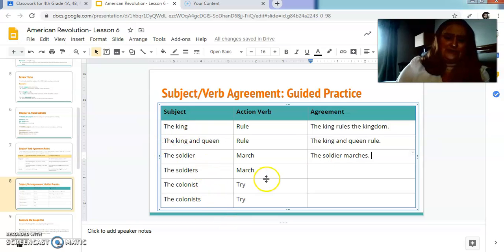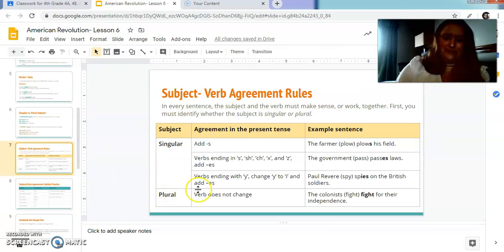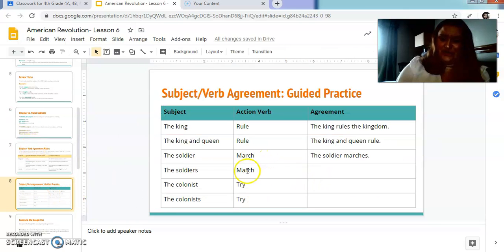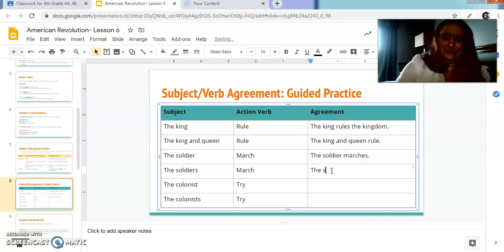The soldiers march. There's more than one soldier. So remember our rule is for plural, as always, the verb does not change. You're going to keep it the same. So it's just going to be the soldiers march.